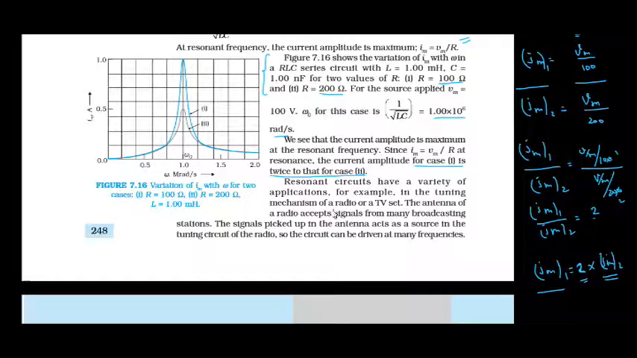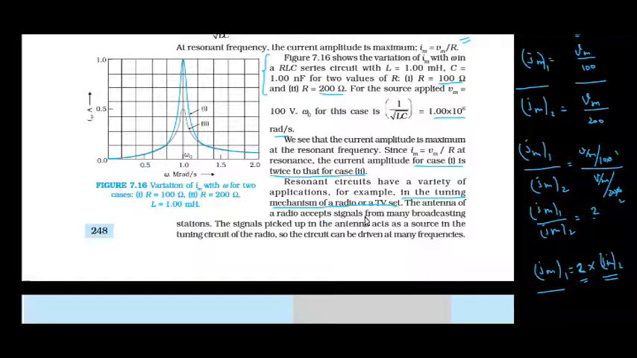Now, resonant circuits have a variety of applications, for example in the tuning mechanism of a radio or a TV set. These are the benefits and uses of resonating circuits.